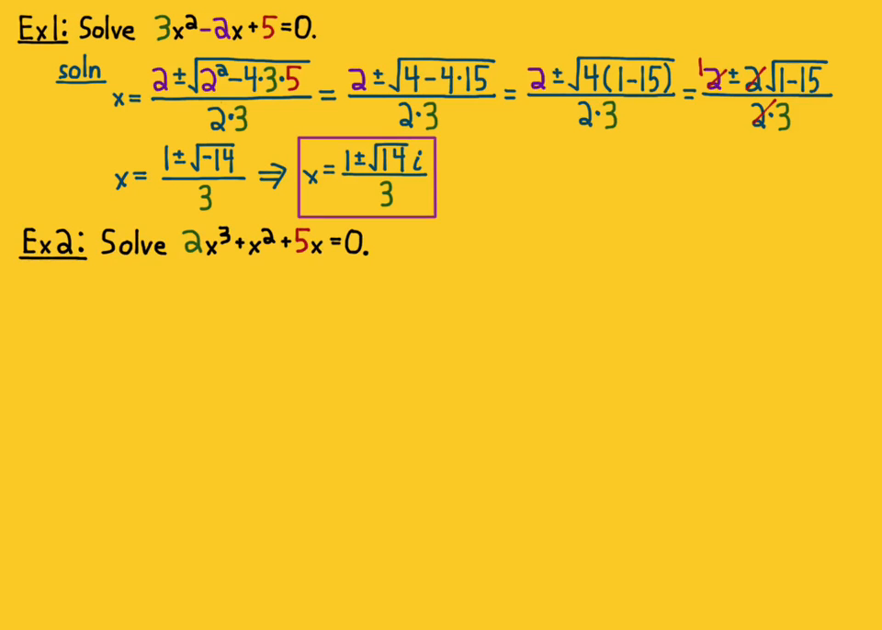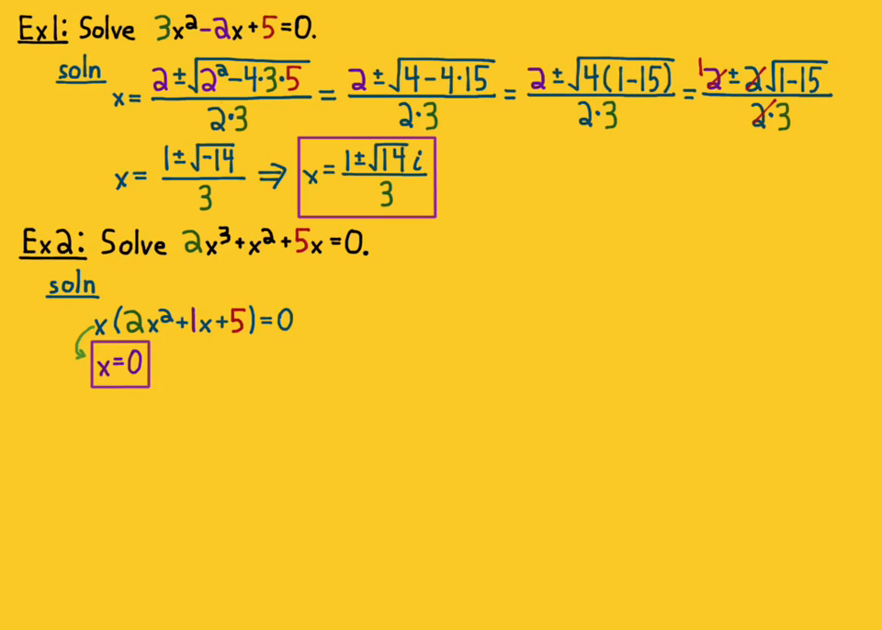Okay, so solve 2x cubed plus x squared plus 5x equals 0. Now the thing here is this isn't a quadratic, it's what we call a cubic. It's a third degree polynomial. But you'll notice that there's a common factor of x in all terms. So we can factor out the common factor. Okay, so we get x times the quantity 2x squared plus 1x plus 5 equals 0. And I just wrote the 1x. I don't usually write that, but I wrote it in there just so you can see what the b is. So a is 2, b is 1, c is 5.